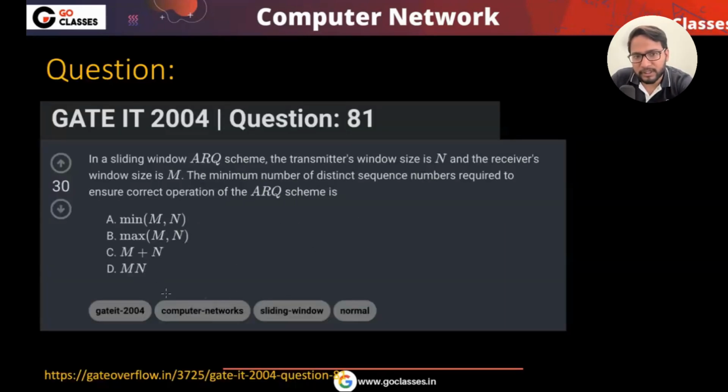Let's suppose there is one more option, E: should you need m plus n plus 1? Do you need this much minimum sequence numbers? What do you think, will E be the answer or C? You don't need plus 1. Minimum you need m plus n only. Whatever the sender and whatever the receiver, you just need to give them m and n. Will plus 1 work? Yes, it will also work. It's not like it will not work, but it won't be the minimum.